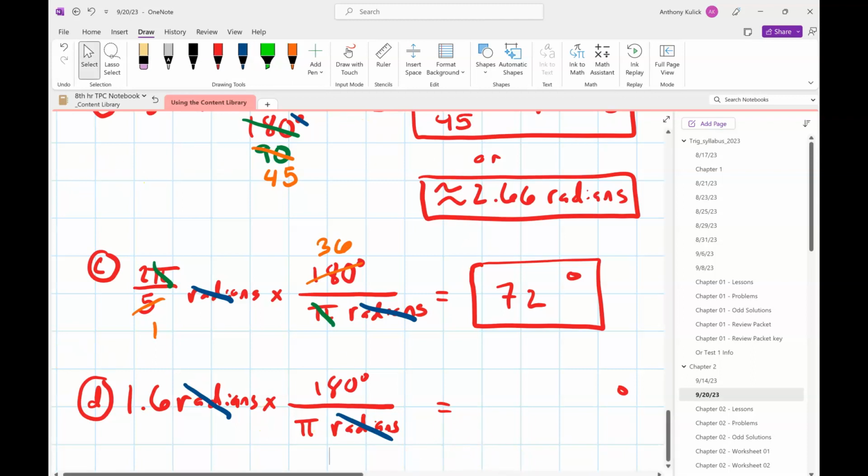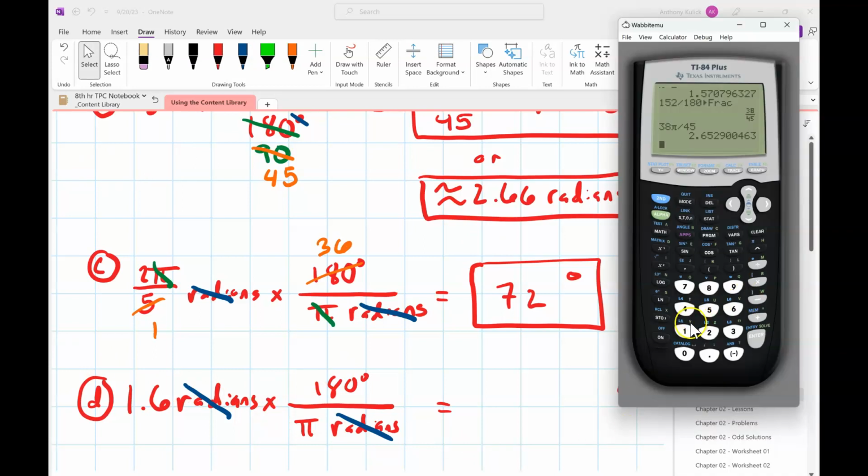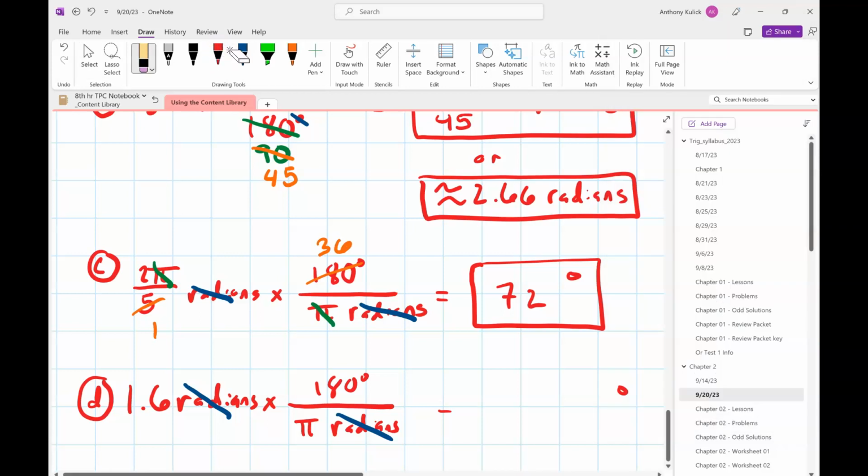At this point, I think it's just calculator time, right? So I'll do 1.6 times 180 divided by pi. And there's my answer, about 91.67. I'll turn that into squiggles to show that I did some rounding there.